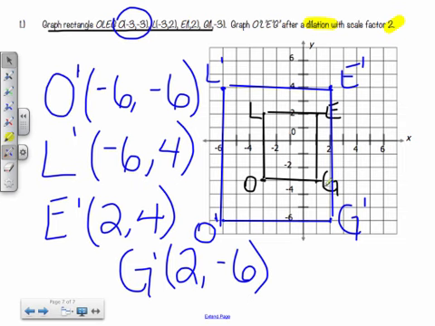Next time I see you in class, we will go over the 3 properties of dilations. It'll be very similar to when we went over the 3 properties of reflections.